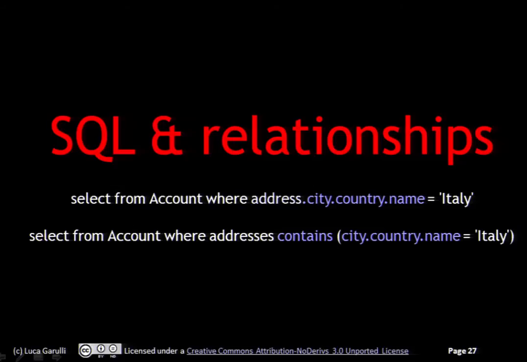Since it's a graph database, you have relationships between documents. So in this case, you are making a join, like a relational database join. Just traverse the properties with a dot notation. Very, very easy. Or even if you have a collection, you can return all the accounts where addresses contains at least one country, Italy. Okay.